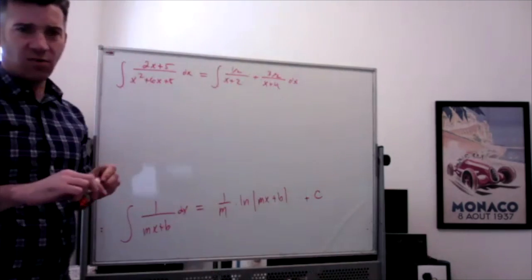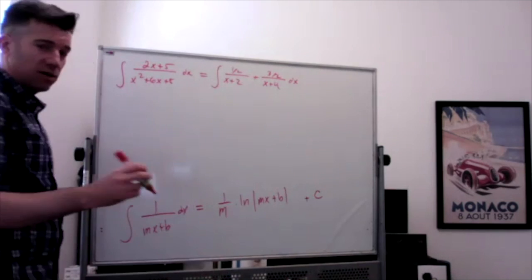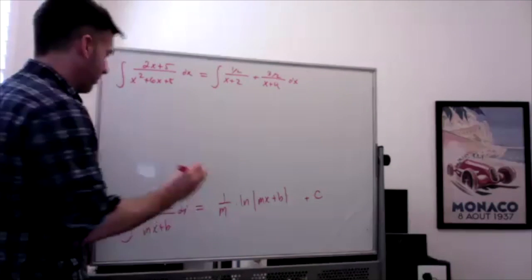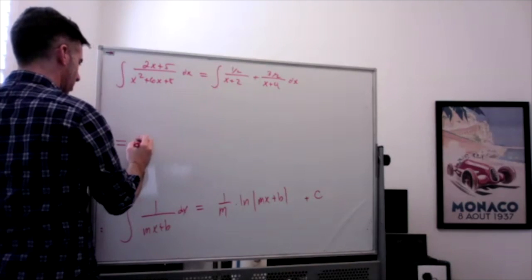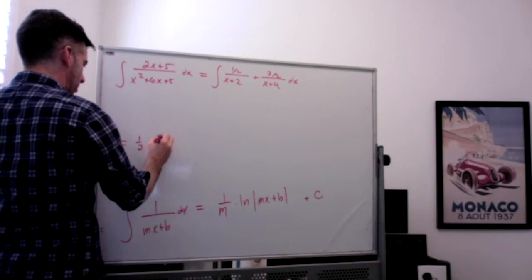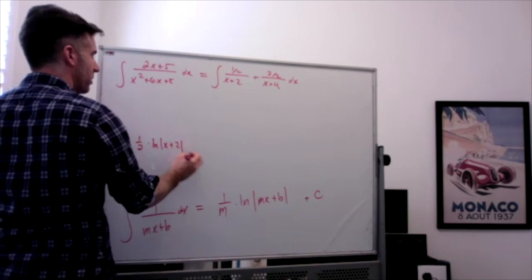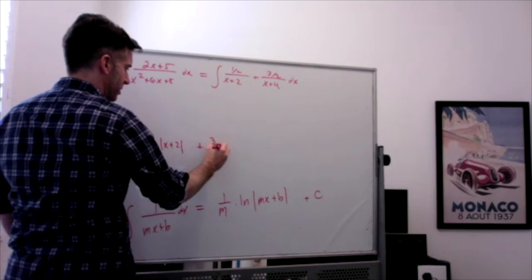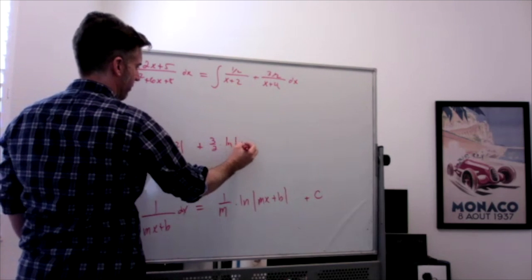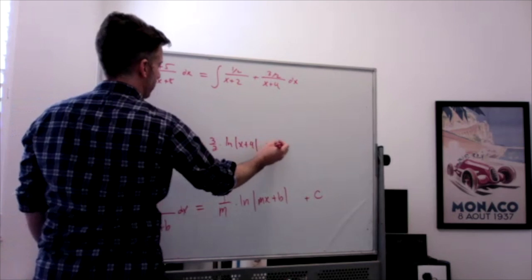If you want, you can do more work, but I'm going to show you the answer, and then I'll show you one intermediate step. I would say that the answer is the integral of 1/2 over x plus 2 is 1/2 times the natural log of the absolute value of x plus 2, plus the integral of 3 halves over x plus 4 is 3 halves times the natural log of the absolute value of x plus 4.